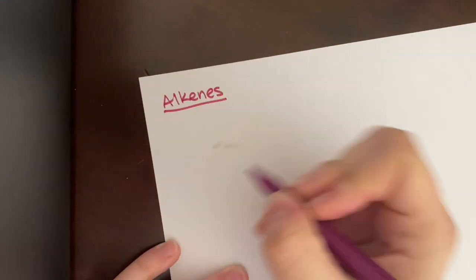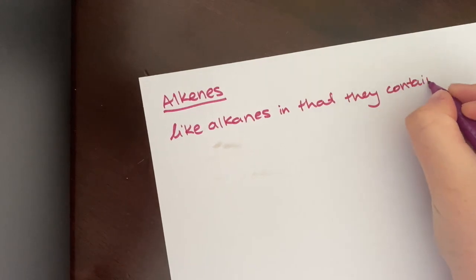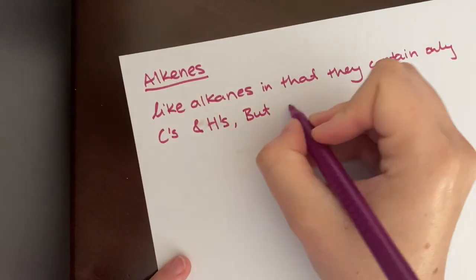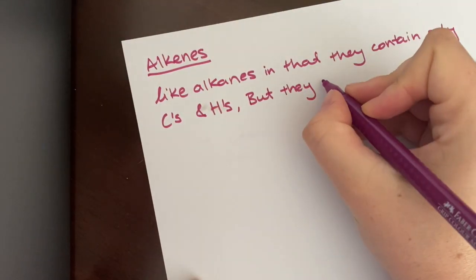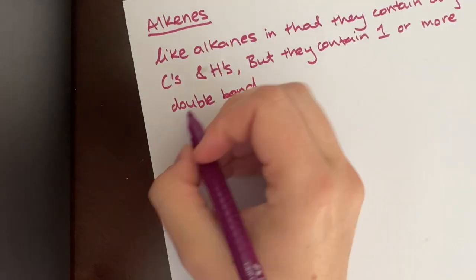Kia ora, welcome to Alkenes, our new functional group. Like alkanes, they only contain carbons and hydrogens, but they contain one or more double bonds.